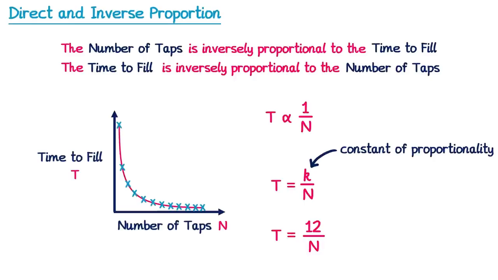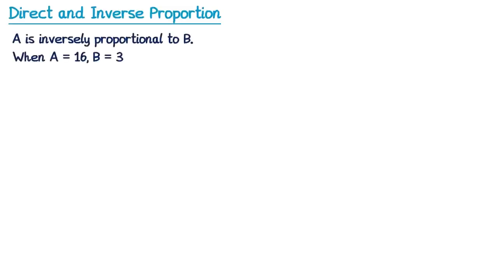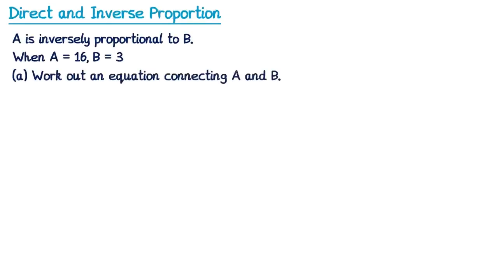Let's have a look at how this could be written in an exam question. So they might say that a is inversely proportional to b, and we'll be given some values of a and b, and then asked to work out an equation connecting a and b. So this time, since they're inversely proportional, we're going to write that a is proportional to 1 over b, which allows us to write down that a is equal to k over b, where k is some constant that we need to find. Next, we substitute in the values, so a is 16 and b is 3. So we have 16 is equal to k over 3.